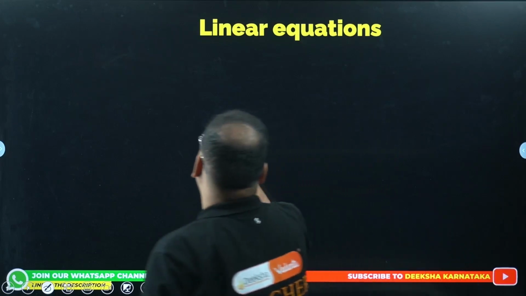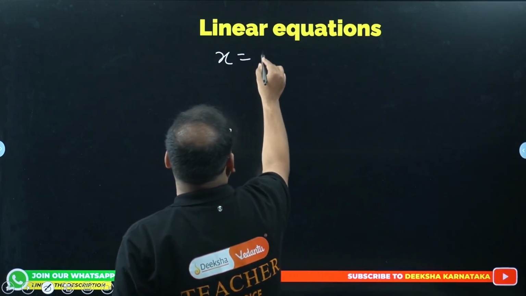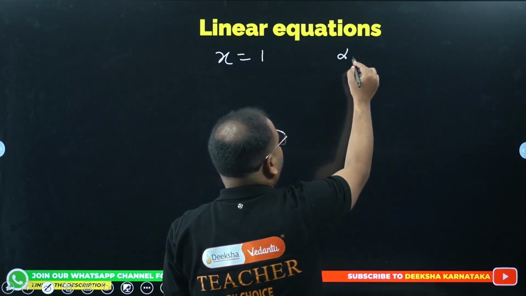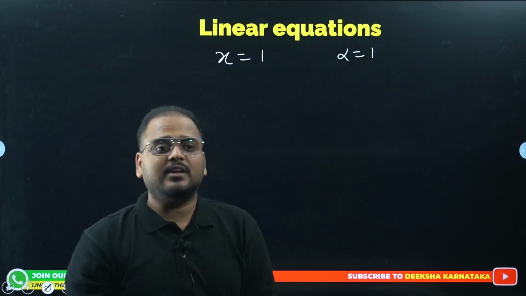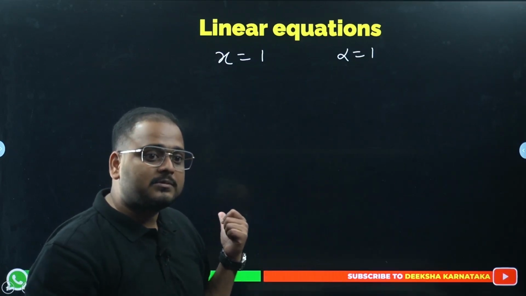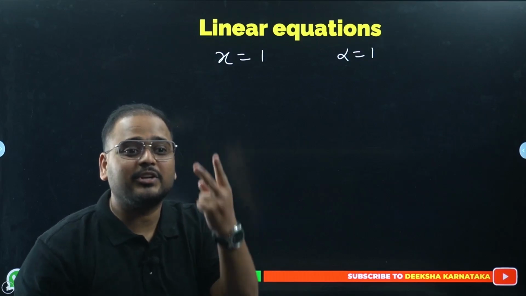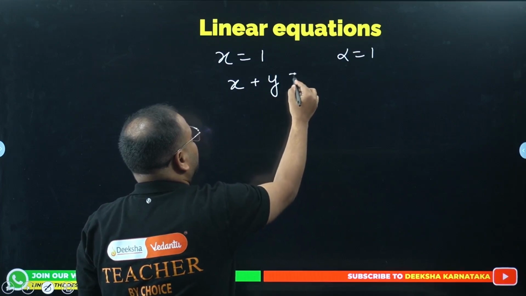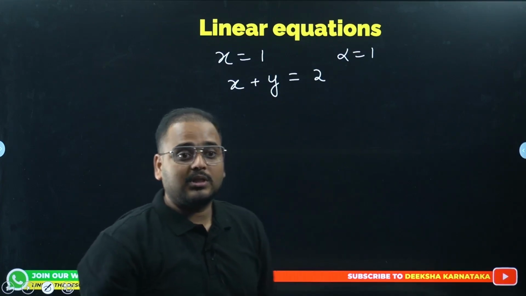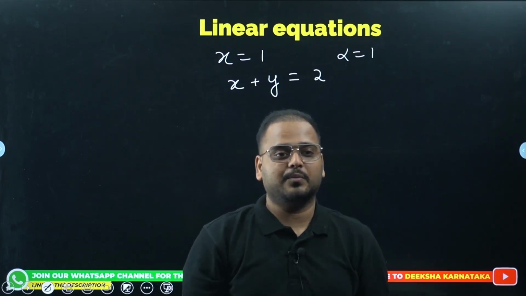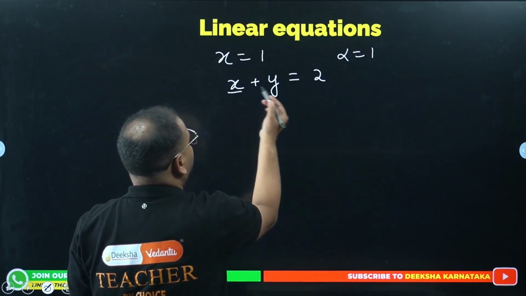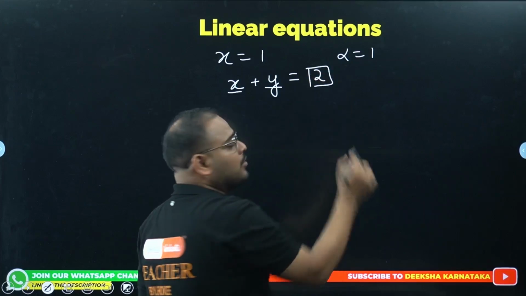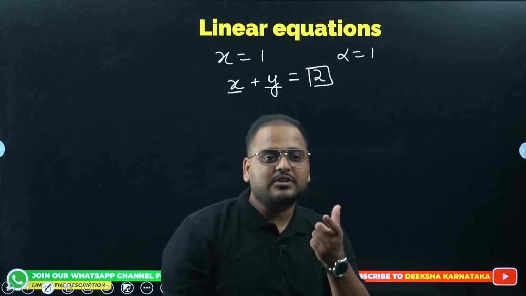So if I write x equals 1, is it a linear equation? Yes. If I write alpha equals 1, linear equation? Yes. But right now the chapter title is linear equation in two variables. So I have x plus y equals, let's say, 2. Now it becomes a linear equation in two variables. Check it out: variable number 1, variable number 2, and the constant value, which is 2 here.